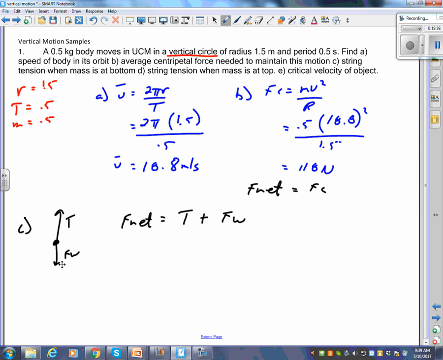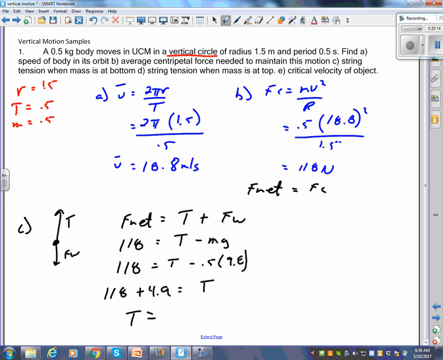Up is positive, so this is going to be positive 118. The tension is what we're solving for, but the weight force is which direction? Down. So minus m times g. This is going to be minus 0.5 times 9.8. So in other words, I got 118. I'm going to take that 0.5 times 9.8. That's going to give me minus 4.9, and that's going to become plus 4.9 over here. And my tension is 118 plus 4.9, or 122.9 newtons.